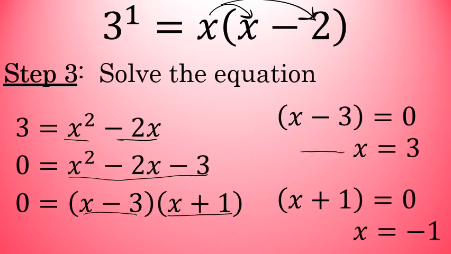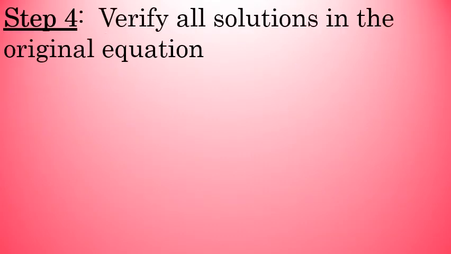Now, we've solved for x and we found that x is equal to 3 and x is equal to negative 1. We're not positive those are the 2 answers yet, though. We're not going to call those 2 numbers our final answer until we complete step 4. And that step 4 is to verify the solutions in the original equation. And when I say verify the solutions, you have to realize that the domain of a logarithm is all positive numbers. You can only take the logarithm of a positive number.